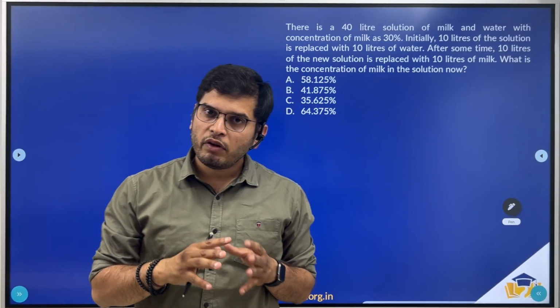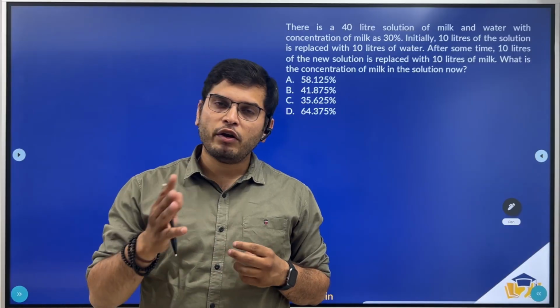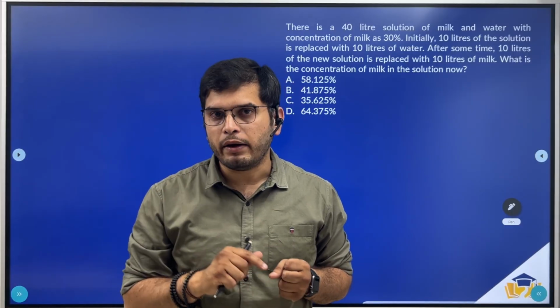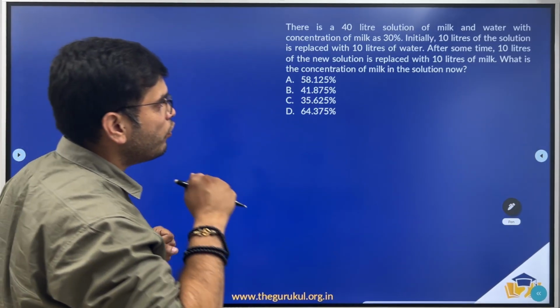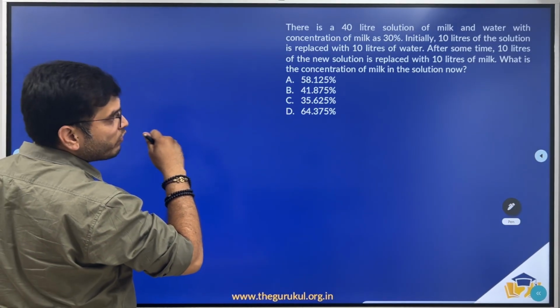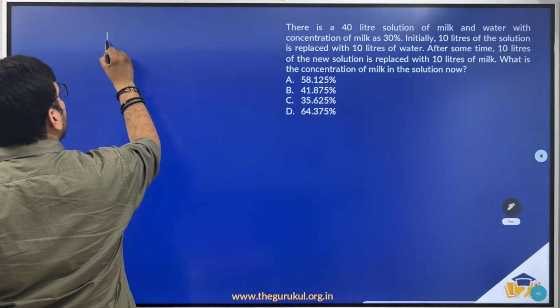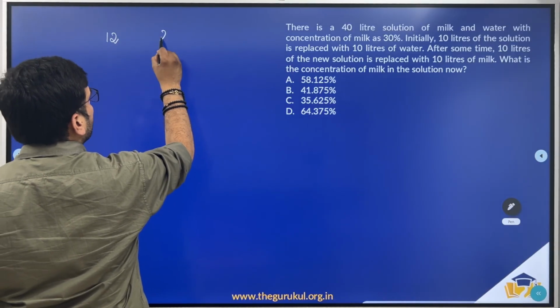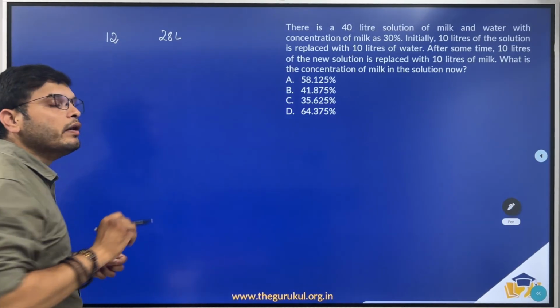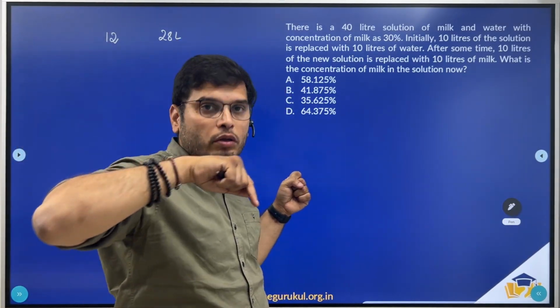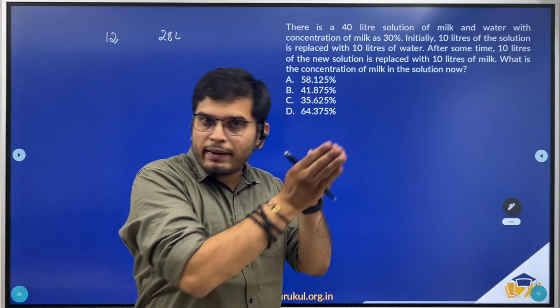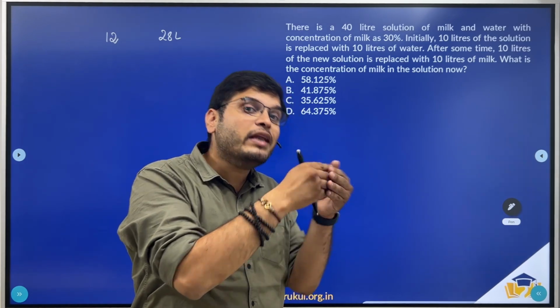Right. Now whenever you have removal and replacement, always try to find that component which is not being added. For example, in the first scenario, from 40 liters of solution having milk and water with concentration of milk 30%, you have 12 liters of milk and 28 liters of water. Now some solution is being removed and it is replaced with water. So the quantity of milk has gone out. There is no addition of milk.